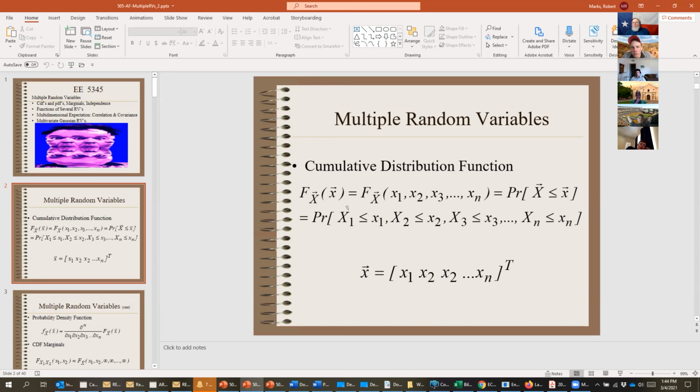And how do you say that one vector is less than another vector, right? Vectors do not have inequalities. But by this, we mean what you see here on the second line, that the probability that X1 is less than x1, and so on. I tell you, when you're describing math, never read out the equations, okay? Because it gets very boring.